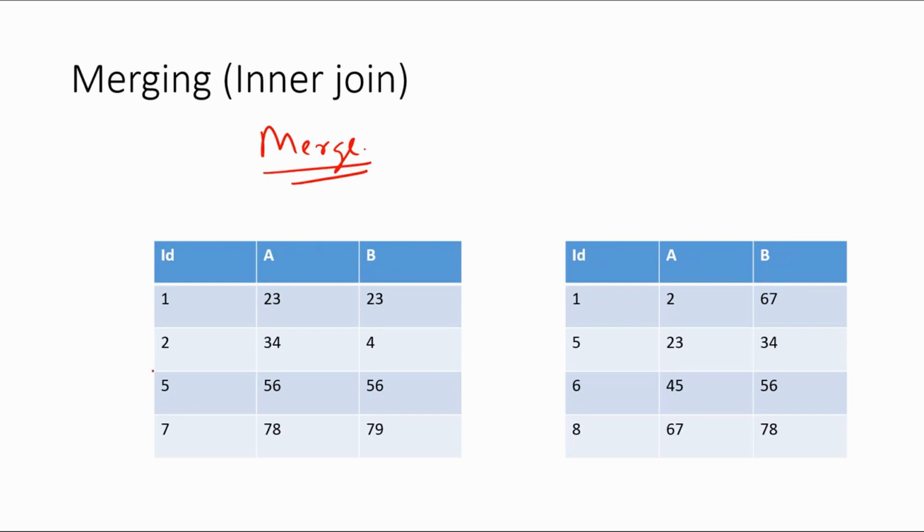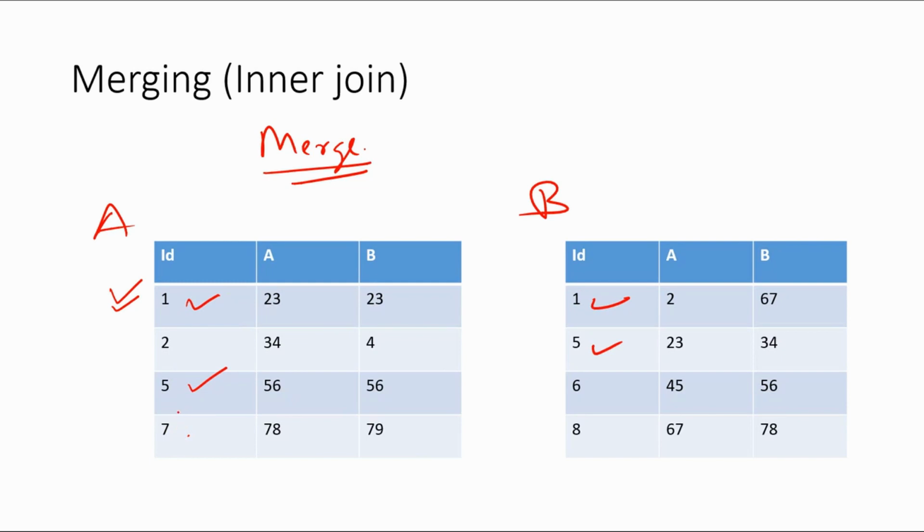Okay, so for instance, you have been given an example: this is table A and this is table B. Now in table A we have got IDs, which are unique, 1, 2, 5, 7. In table B we also have unique IDs, 1, 5, 6, 8. So the interviewer asks you, I want data only for the matching IDs. So how many matching IDs are there between A and B? We have ID equal to 1, and 5 is also there. Okay, so I've got 2 matching IDs.